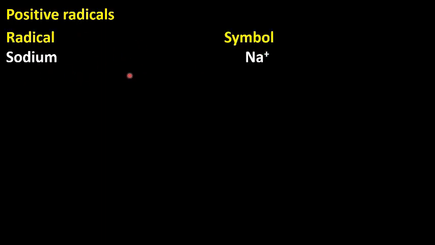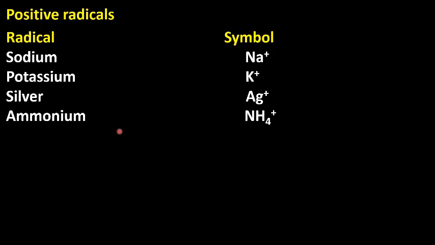Now let us learn certain positive radicals. Positive radical means they have positive charge. The amount of charge may vary from one radical to another. So this is radical and symbol. Sodium radical Na+, potassium K+, that means they have the amount of charge as 1 unit. Silver Ag+ with 1 unit of charge. Ammonium is a polyatomic ion. Polyatomic ion means it has more than one type of atoms. That is 1 nitrogen atom and 4 hydrogen atoms with a positive charge of 1 unit.